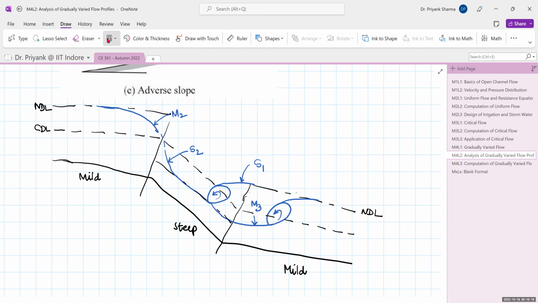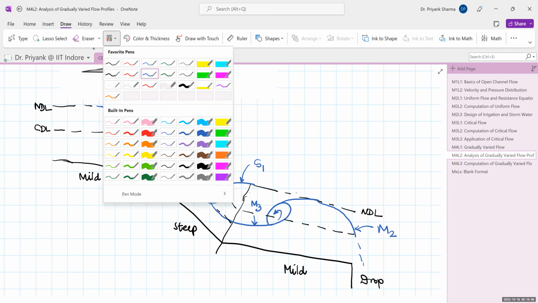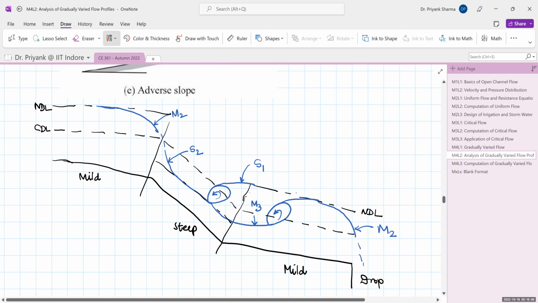And if we modify the condition such that here there is a drop, it may follow here and it may drop, and again you will have an M2 profile. Now you may wonder why there are two profiles forming here, that is S1 and M3. So they will depend upon this NDL.